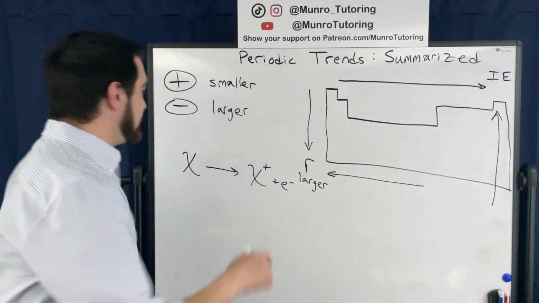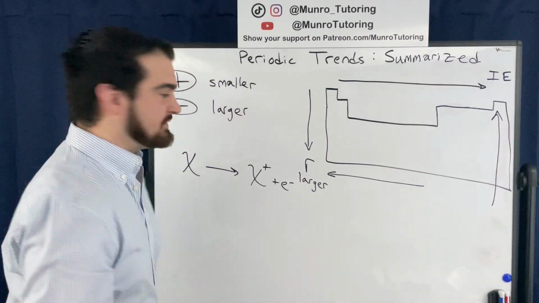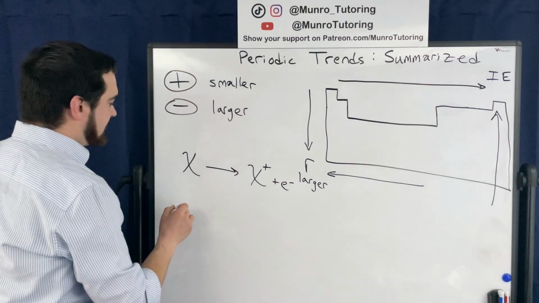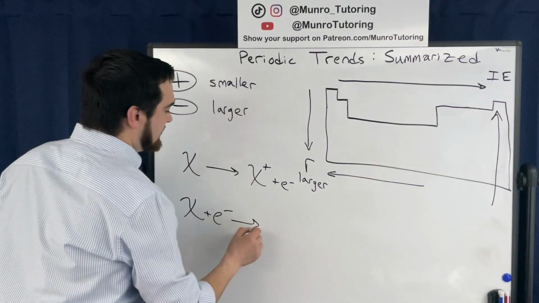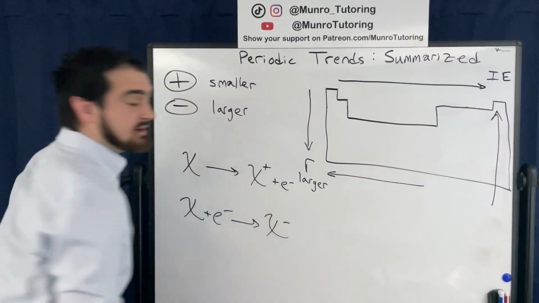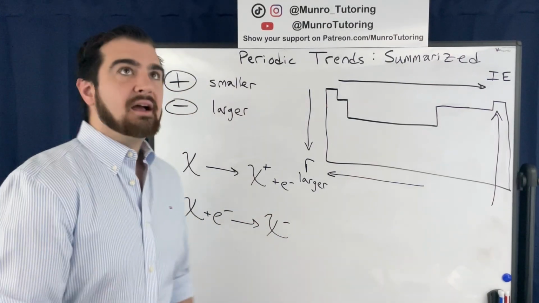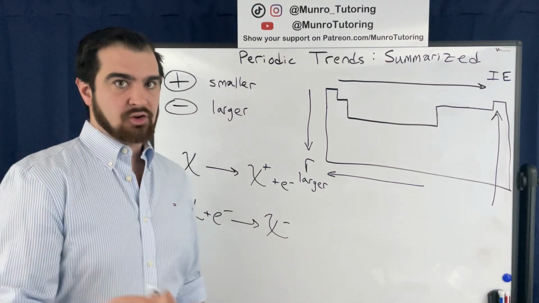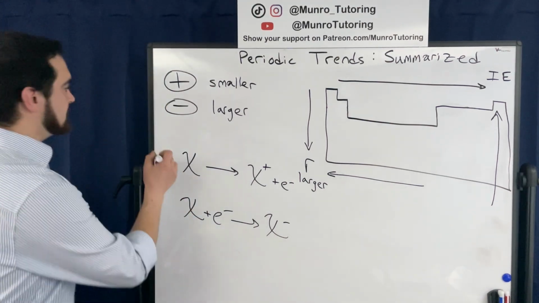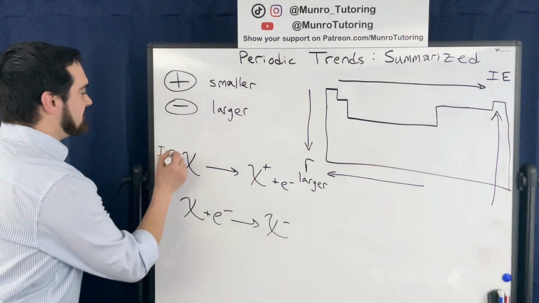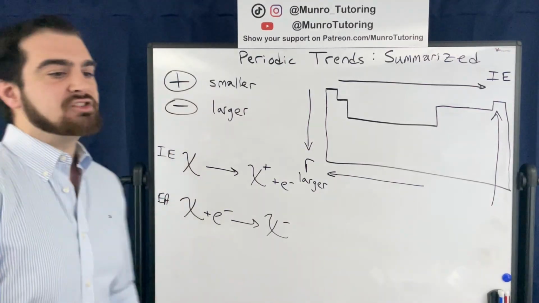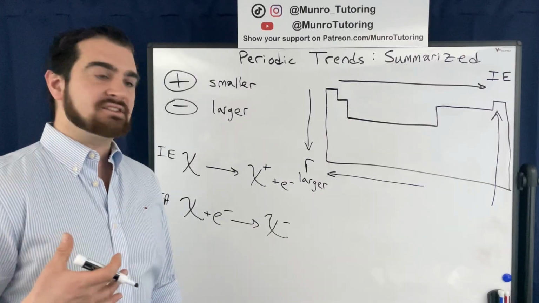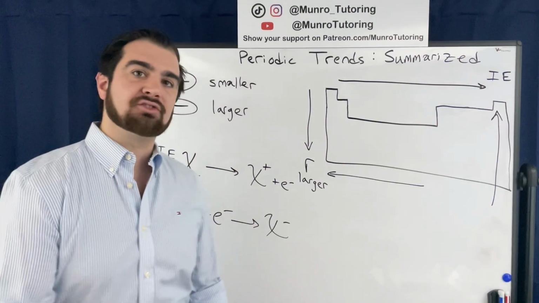Now let's talk about electron affinity. Electron affinity is basically this, but in reverse. So if we take an atom and we give it an electron, and now we have a negative anion here, right? How much energy is released when we do this? Okay, so this one over here was ionization energy. This one is electron affinity. And so it's just how much energy is released when you give an element an electron.